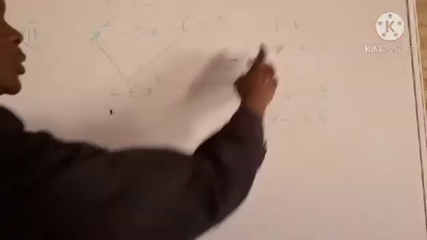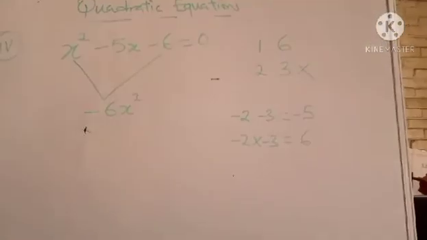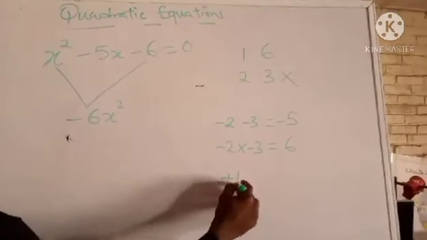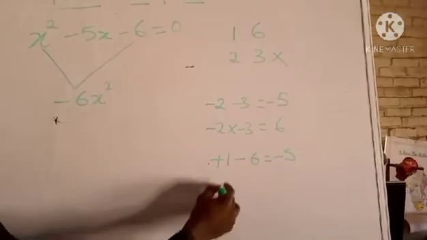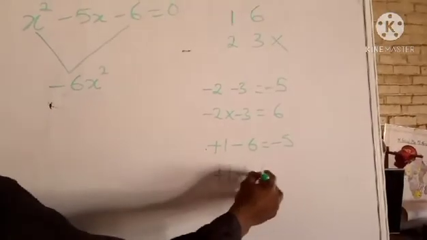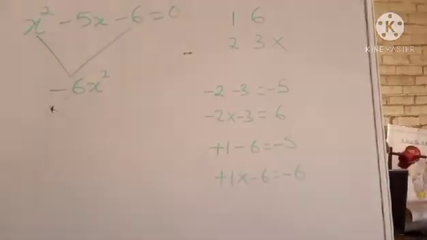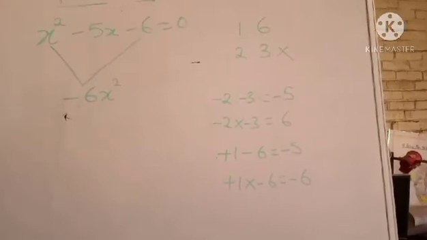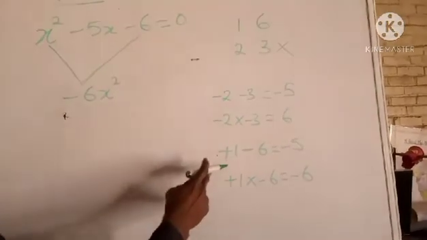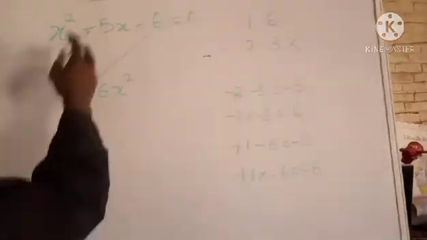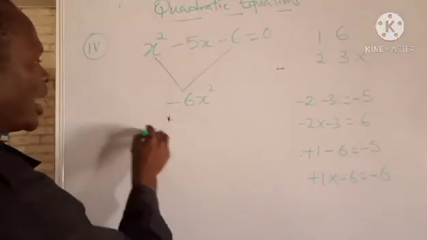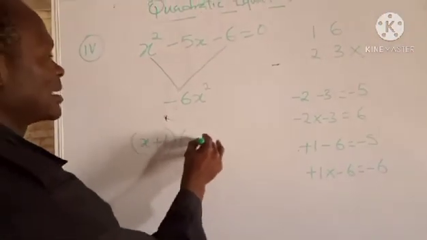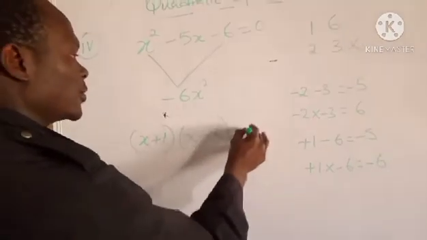I am left with 1 and 6. What do I do to 1 and 6 to get minus 5? Plus 1 minus 6 gives minus 5. And plus 1 times minus 6 still gives minus 6. So the factors to use are plus 1 and minus 6. So we can go straight by saying this becomes x plus 1 and x minus 6 equal to 0.